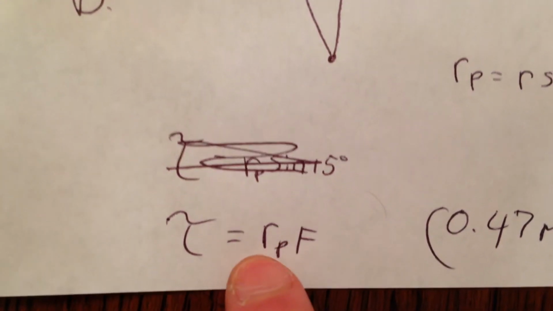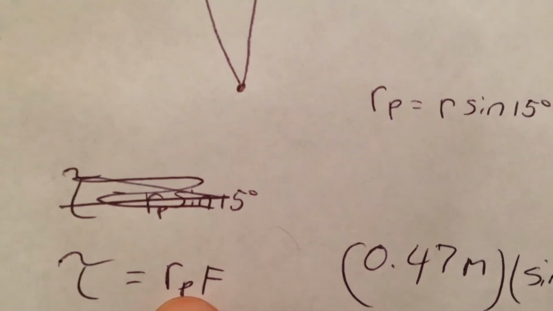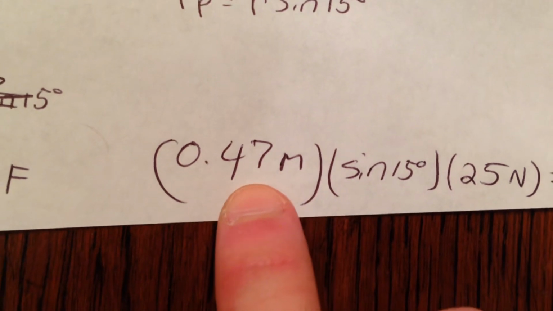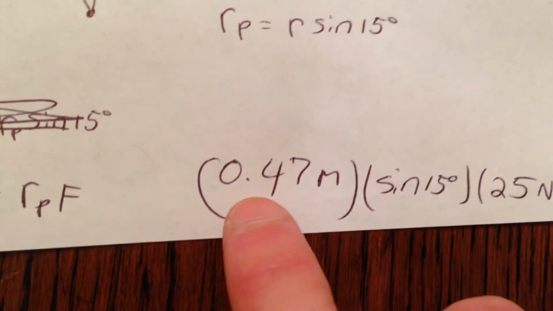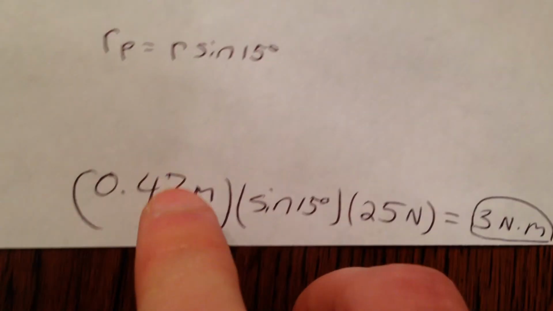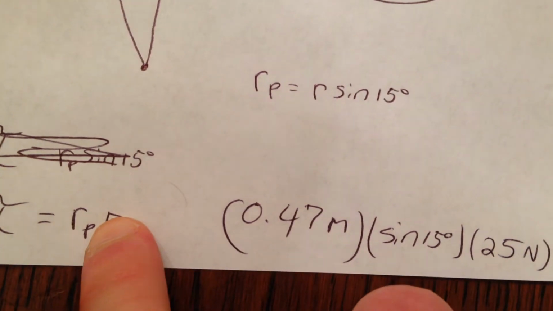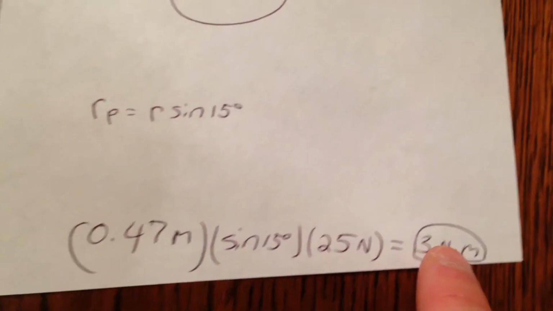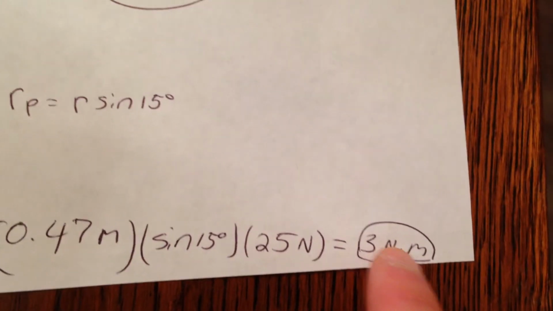And so here's the equation again. So now the perpendicular component of the radius, it's going to be the radius 0.47 meters multiplied by sine of 15, because we're just plugging this in for r perpendicular. And then of course the force, which is just 25 newtons, and it's the same answer, 3.